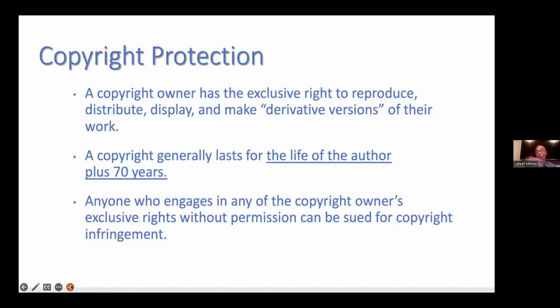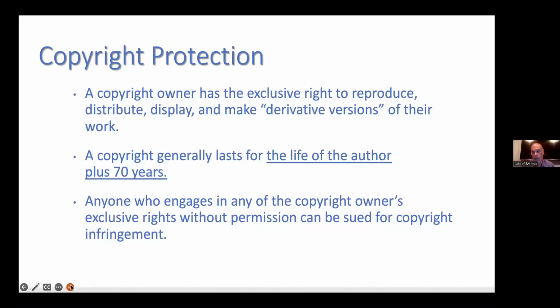And just like all the other areas of IP, anyone who engages in any of your exclusive rights without permission, you can sue them, right? Trade secret, if somebody engages in misappropriation, they get and use your information improperly, you can sue them. Patents, anybody makes, uses, or sells your invention without your permission, you can sue them. Copyright, anybody who engages in any of these rights we've listed above, they make a copy, they distribute it, they create a derivative work, you can sue them.